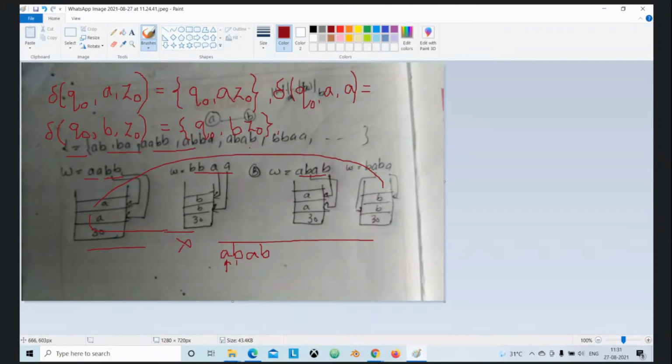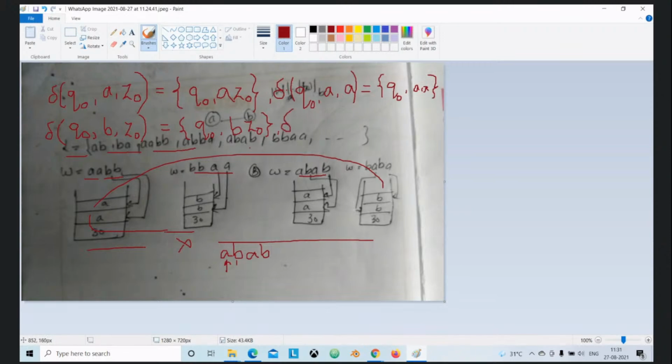That has to be done only when we are observing A and the top of the stack is A. You getting? Yes, sir. So in this case, when it is A, then we will push. So here we will do a push operation. That will be A.